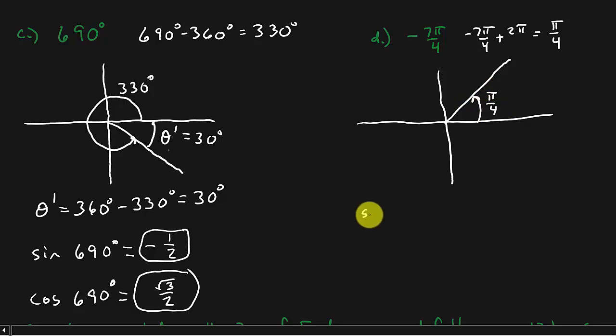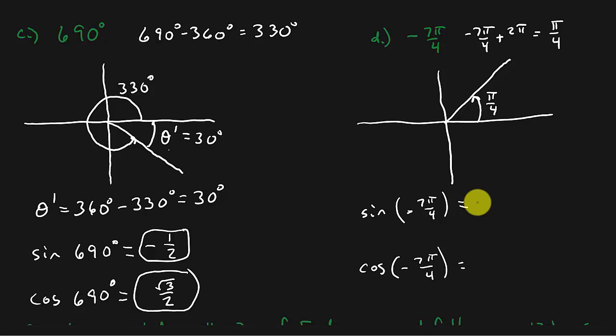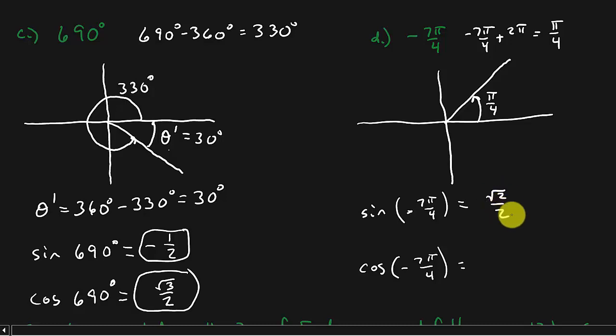And so now I can do the sine of negative 7 pi over 4, and I can do the cosine of negative 7 pi over 4. All right. So the sine and cosine of negative 7 pi over 4, we don't have a clue, do we? That's why we found the reference angle, pi over 4. What's the sine of pi over 4? Or another way we can look at it, sine of 45, right? Pi over 4, 45 degrees. That's square root of 2 over 2.